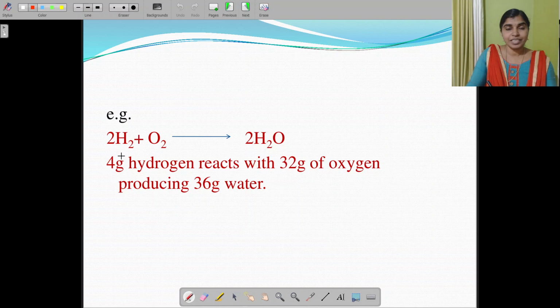If you take as an example 2H2 + O2 gives 2H2O, the simple equation. According to this equation, 4 grams of hydrogen react with 16 plus 16, that is 32 grams of oxygen, and form 18 plus 18, that is 36 grams of water. So this gives a relationship between the masses.